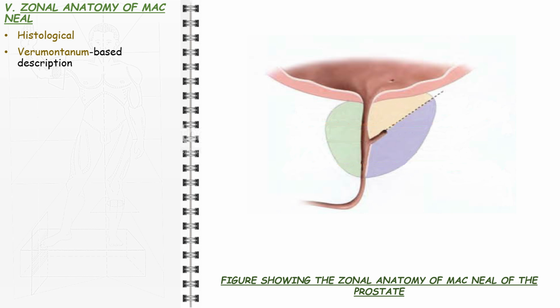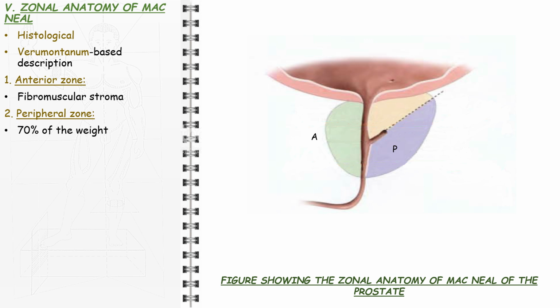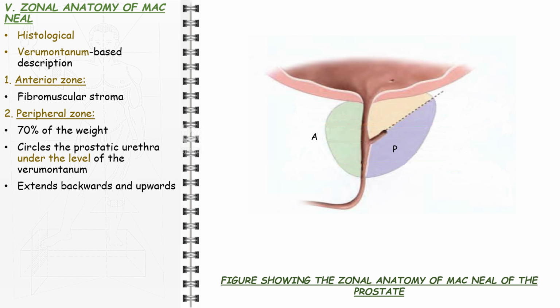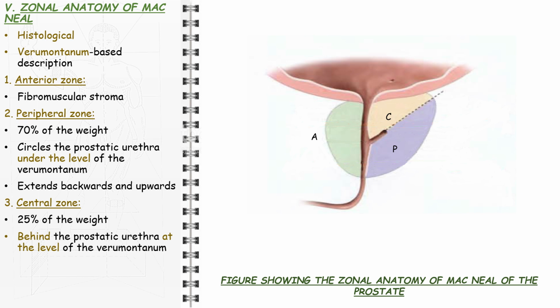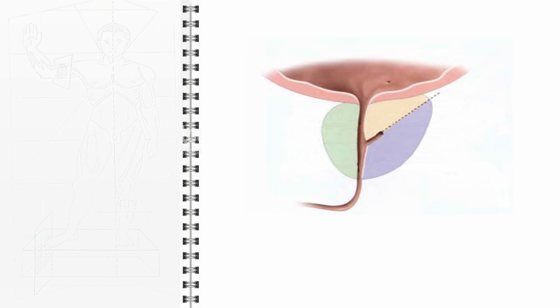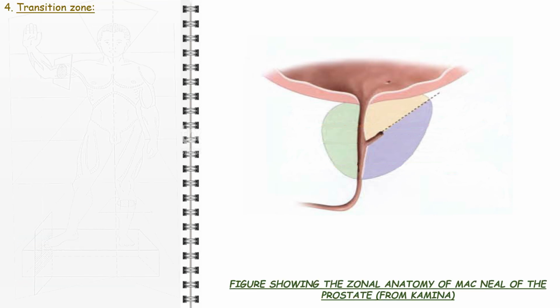The anterior zone consists exclusively of fibromuscular stroma. The peripheral zone represents 70% of the weight of the prostate, circles the prostatic urethra under the level of the verumontanum and extends backwards and upwards. The central zone represents 25% of the weight of the prostate, lies behind the prostatic urethra at the level of the verumontanum, circles the ejaculatory ducts and has a seminal vesicle-like histology. The transition zone consists of two lobes circling the prostatic urethra at the level of verumontanum.